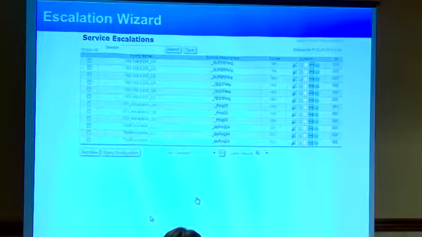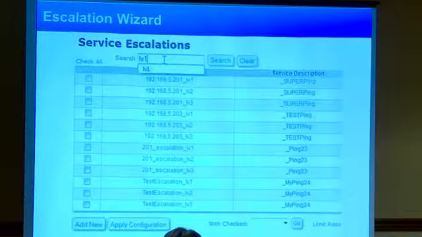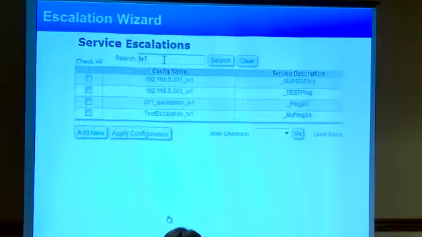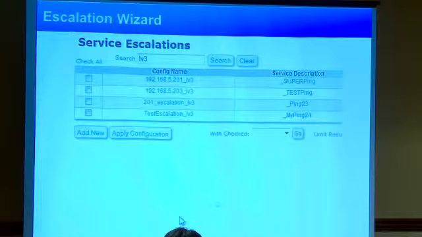And then now you'll see here I've got my escalation definitions. And a nice easy way to search for them is you just type in LV1 for level 1. If I want to pull up my level 2 escalations, I can, and so forth. You can also search by whatever config name you gave them.